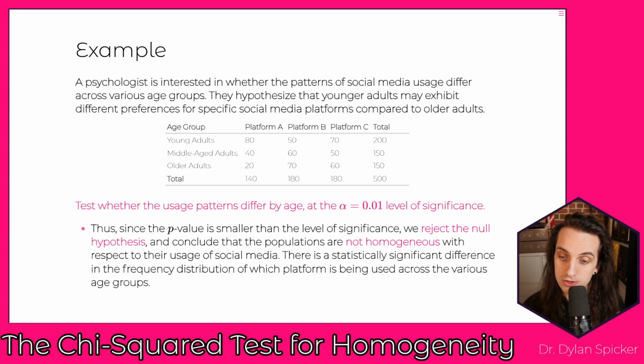So then what is our actual conclusion? Well, since the p-value is going to be much smaller than the level of significance, we can reject the null hypothesis and conclude that the populations are not actually homogeneous with respect to their level of social media usage. So there's a statistically significant difference between the platform use, whether we're talking about young adults, middle-aged adults, or older adults. And so there actually does appear, based on the data we've collected, to be a difference in the usage patterns for these different age groups.